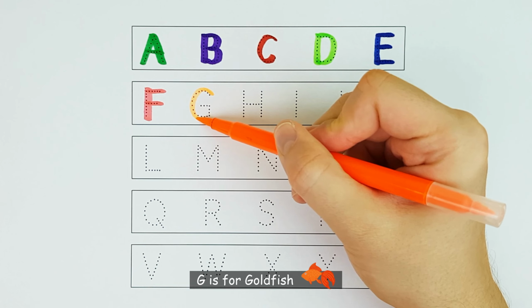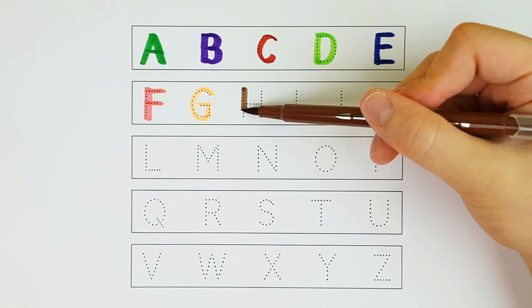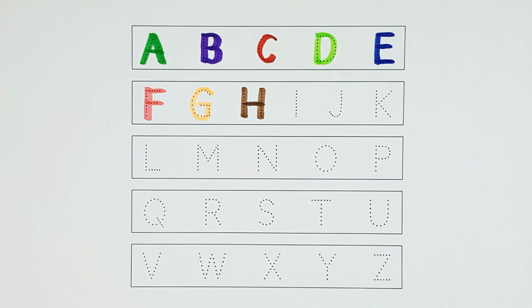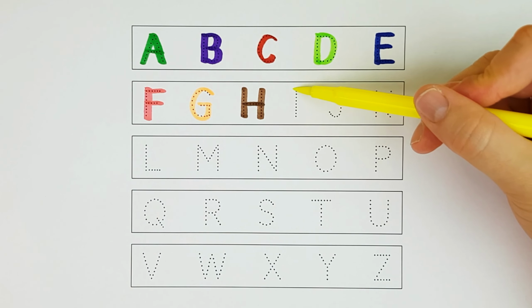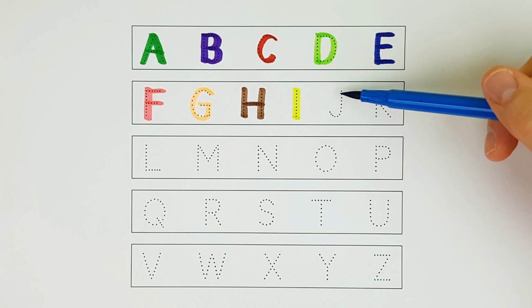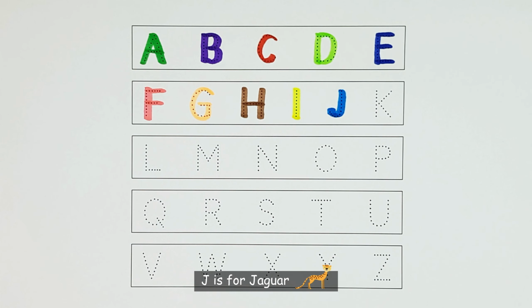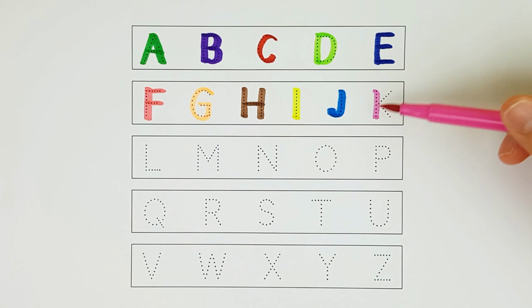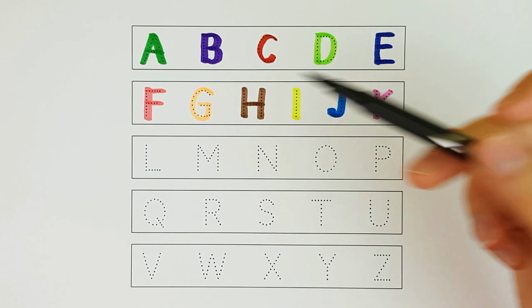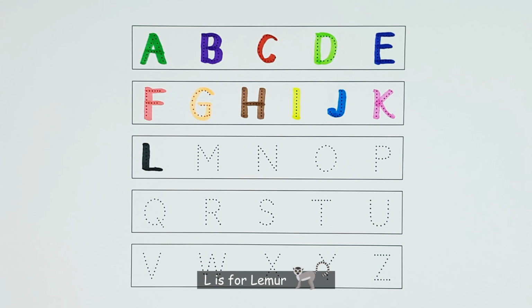G. G is for goldfish. H. H is for hummingbird. I. I is for iguana. J. J is for jaguar. K. K is for kiwi. L. L is for lemur.